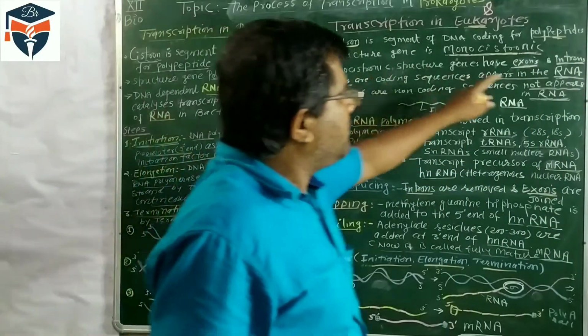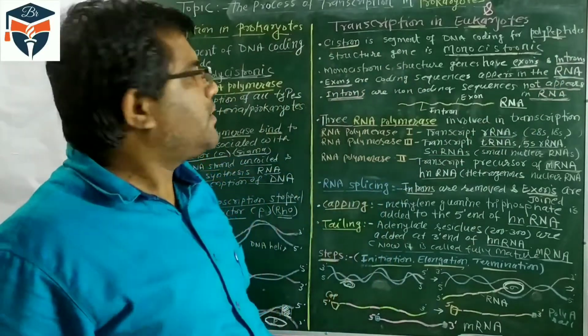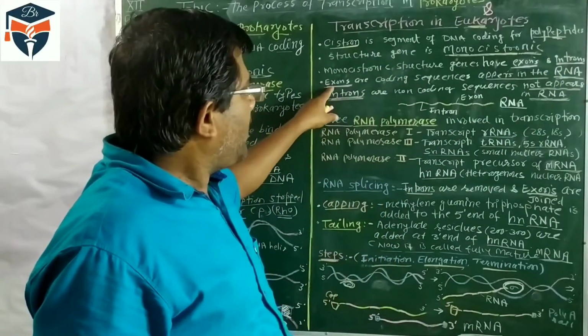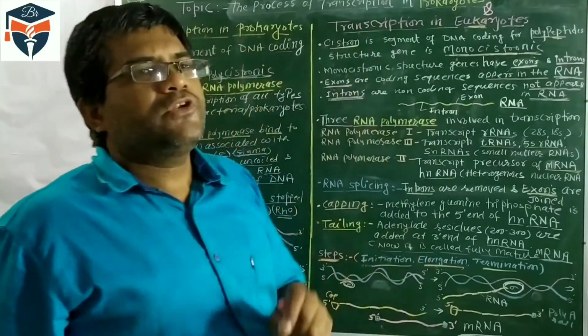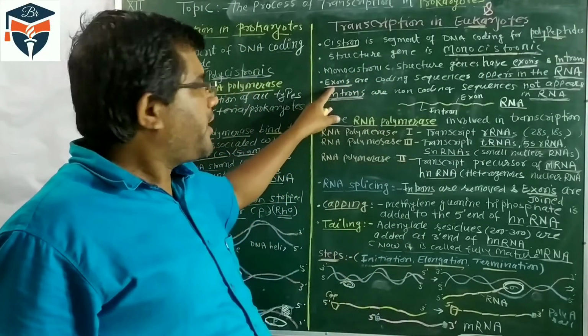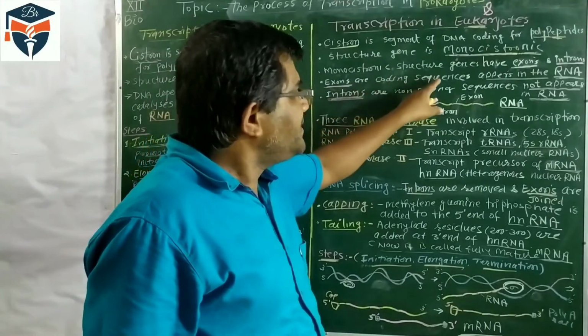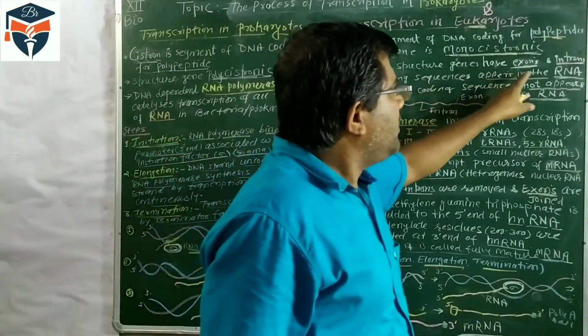Now this appears in the RNA, so RNA formation takes place by the exons. Many times the question is asked, what is an exon? So we should write: exons are coding sequences which appear in RNA.